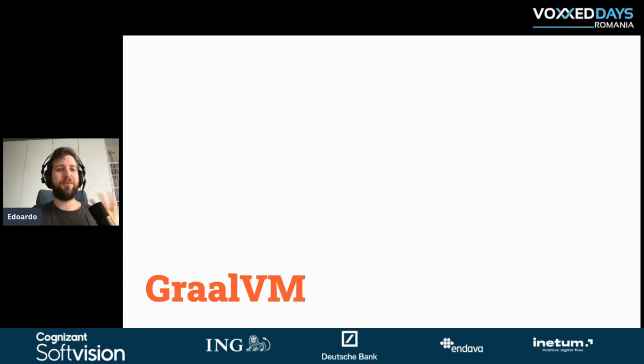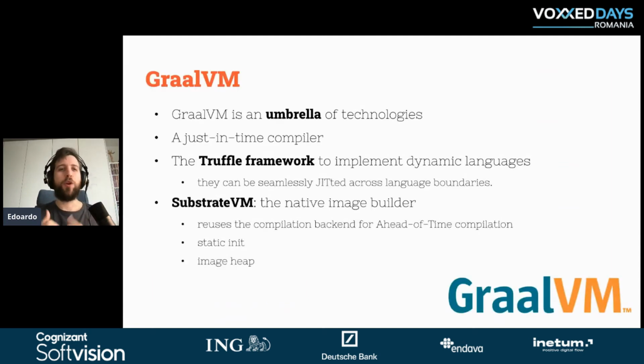Okay, now let's talk about GraalVM, finally. So we're going to see the secrets of GraalVM. GraalVM is an umbrella of technologies, though, and it includes a lot of different things. Today, we're going to talk about Substrate VM, but GraalVM is primarily a just-in-time compiler, and it's written in Java, which is pretty cool.